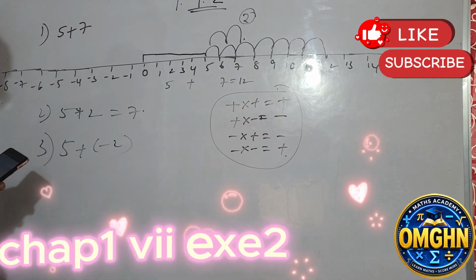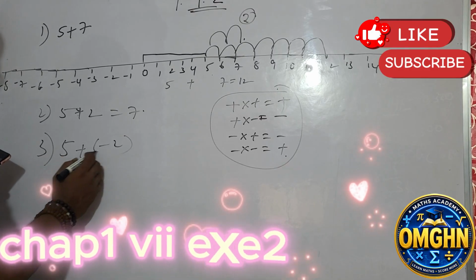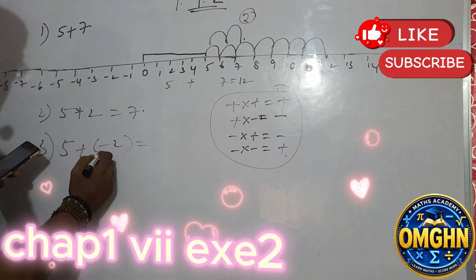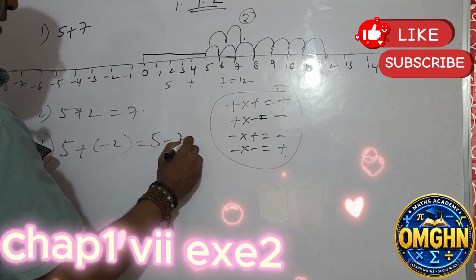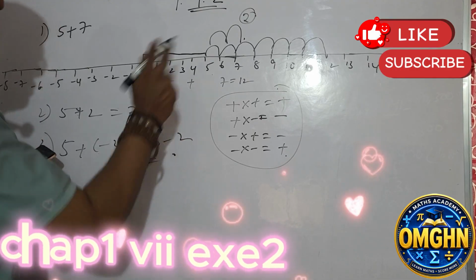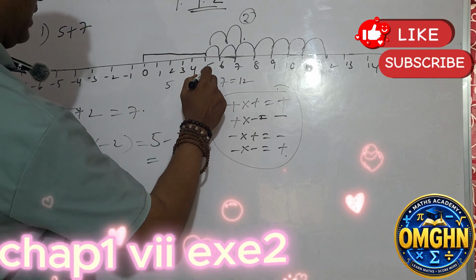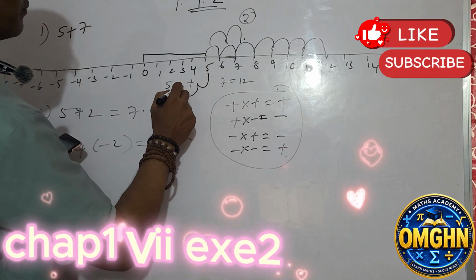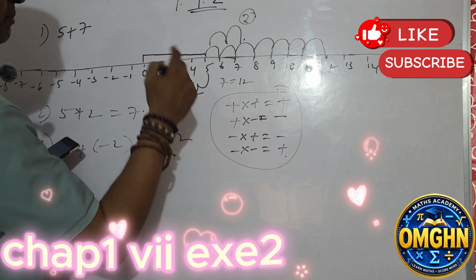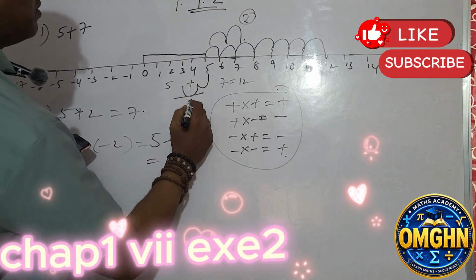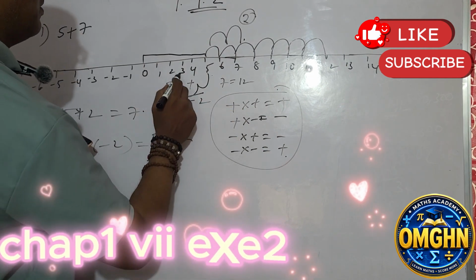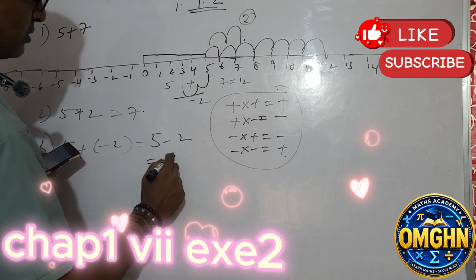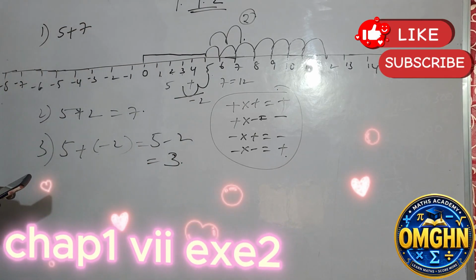Next, what is the sign? 5 plus -2 is there. Plus into minus, it will become minus. So we have to show it on this one. 5 is there, -2. 1, 2. Subtraction we take from below, addition from above. What is left now? 1, 2, 3. Understood? Now next question.